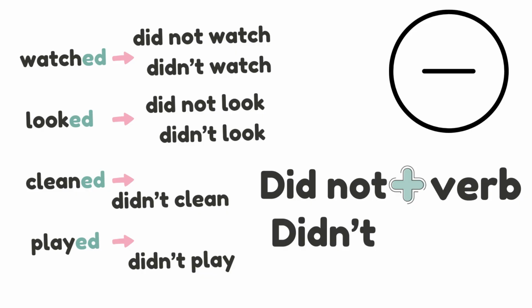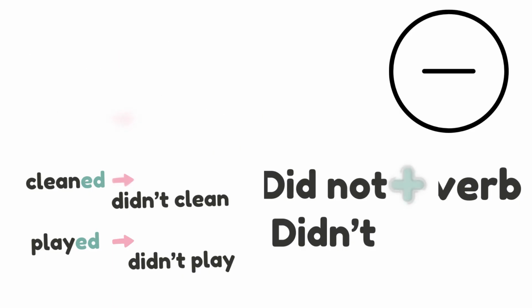So remember, when you're adding did not to the base form of the verb, you do not conjugate that to the past tense. It's base form of the verb. No ed with the didn't. Didn't clean.